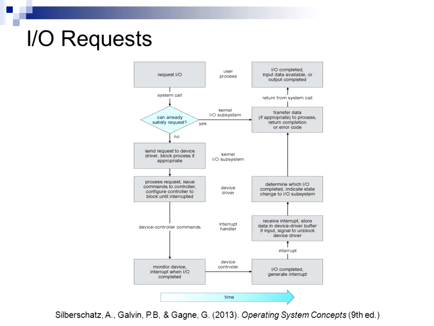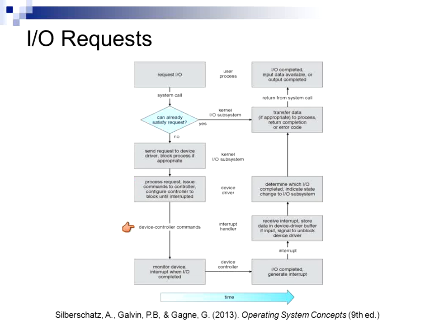And your book goes through a nice example. I'm not going to necessarily go through this all step by step because we've talked about it in different ways throughout the course. When you do a request for I/O in an application, that does a system call. The system checks to see if it can satisfy the request. If it does, it transfers the data, and then it'll return from the system call. Otherwise, it sends a request to the device driver, does the blocking if it needs to, processes the request.